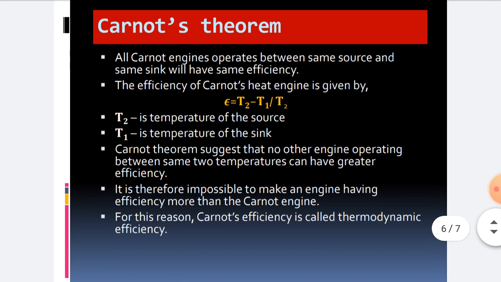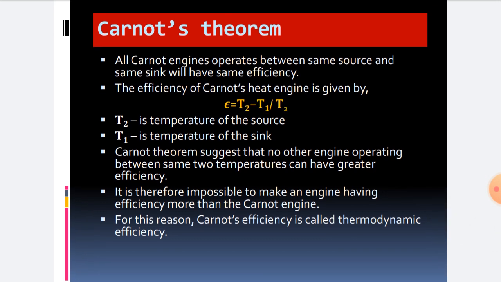Now, Carnot theorem. All Carnot engines operating between same source and same sink will have same efficiency. The efficiency of Carnot's heat engine is given by this formula. T2 is the temperature of the source and T1 is the temperature of the sink. Carnot theorem suggests that no other engine operating between same two temperatures can have greater efficiency. It is therefore impossible to make an engine having efficiency more than the Carnot engine. For this reason, Carnot efficiency is called thermodynamic efficiency.